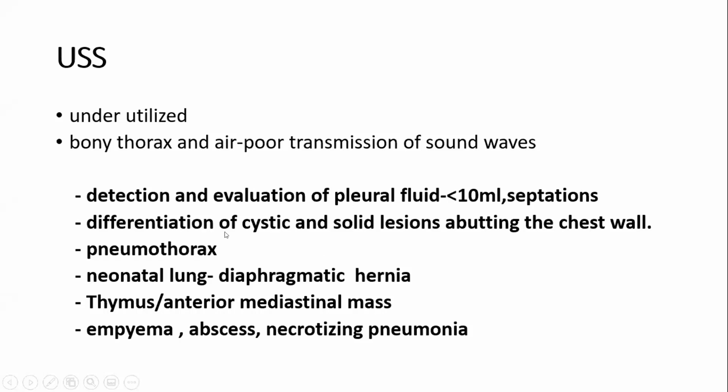And an opacity you see on the chest X-ray, if you're not sure it is a consolidation or a fluid collection, you can easily keep the probe and see whether it's a cystic or a solid lesion. You can see pneumothoraces with ultrasound. Then in the neonatal lung, like in diaphragmatic hernia, it's very helpful. If you have anterior mediastinal whiting and you're not sure whether it's a thymus, sometimes the normal thymus can be very big in children, and an anterior mediastinal mass like a lymphoma, you can easily keep the probe and differentiate thymus from an anterior mediastinal neoplastic lesion.